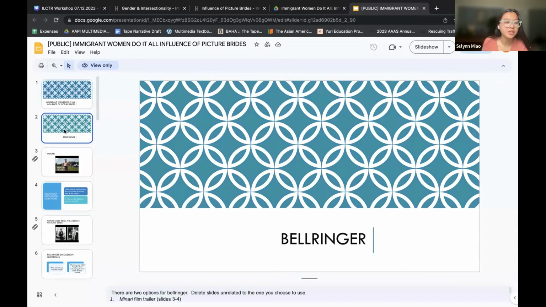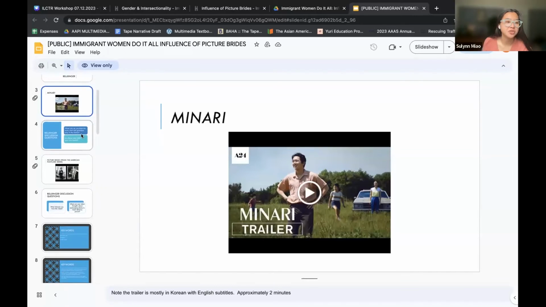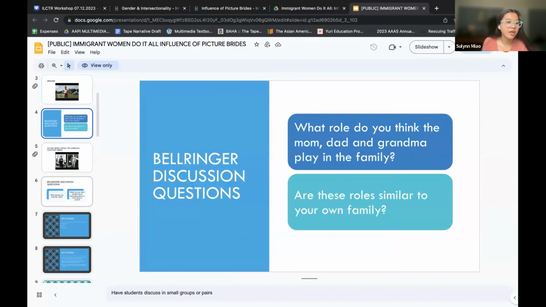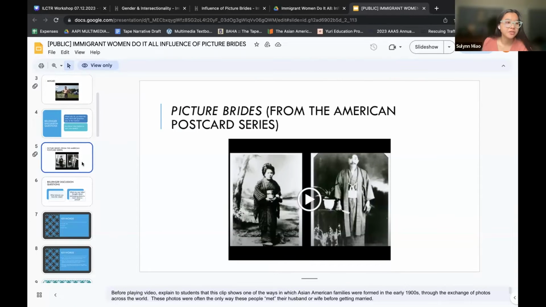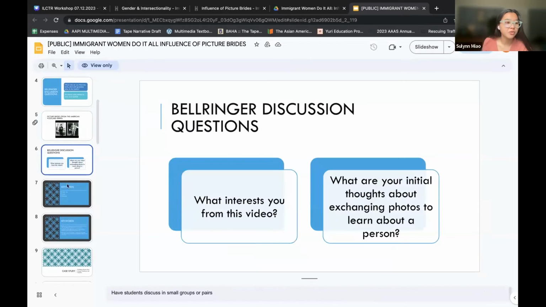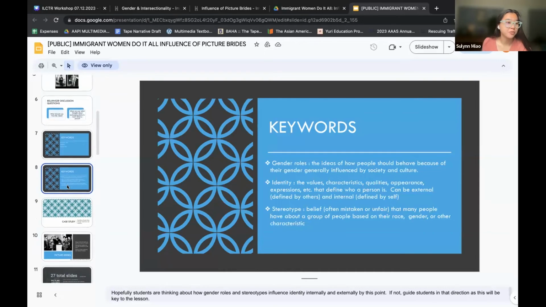The students first engage in a bell ringer activity to transition into the lesson and introduce students to the topic. Educators can choose between two options for the bell ringer, either the trailer for the Korean American film Minari, or a video featuring photographs and quotes from the picture bride couples. This will launch students into a discussion around the keywords and themes of this lesson: gender, identity, and stereotypes.